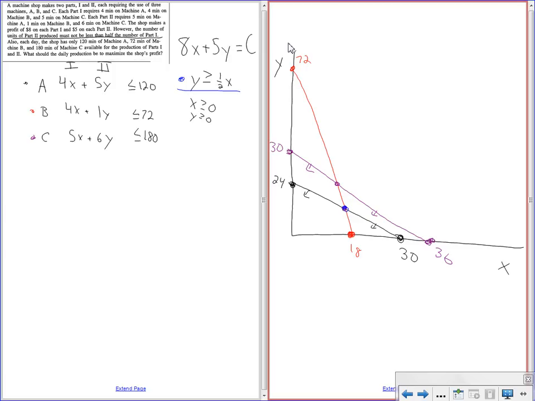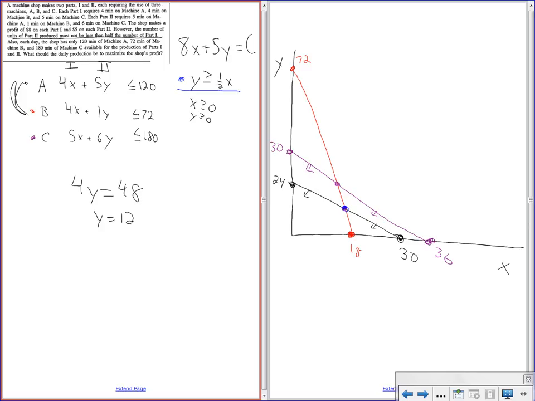So, the intersection of the red and the black was right here. What's the easiest way to solve that system of equations? Linear combinations, subtract them, right? Because I've got 4's on top and bottom. So if I take equation A and equation B and I subtract them, you get 4y is 48, y is 12. Do you agree? Yes.